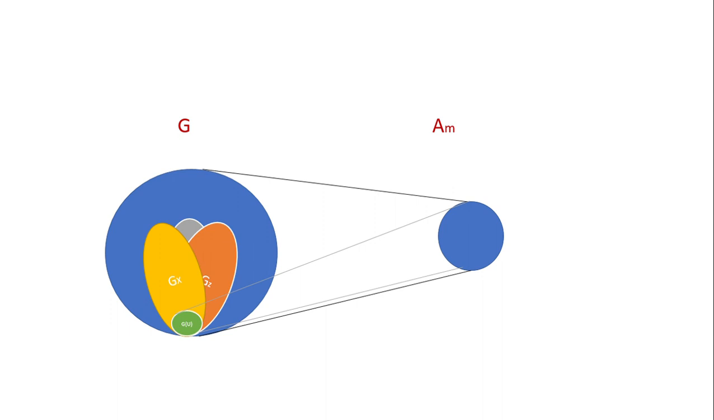Yeah, you can see from the graph there is a mapping from G to AM. Here there are some stabilizers like Gx, Gy, Gy, and the intersection of these stabilizers is the Gu, which is mapped to AM.